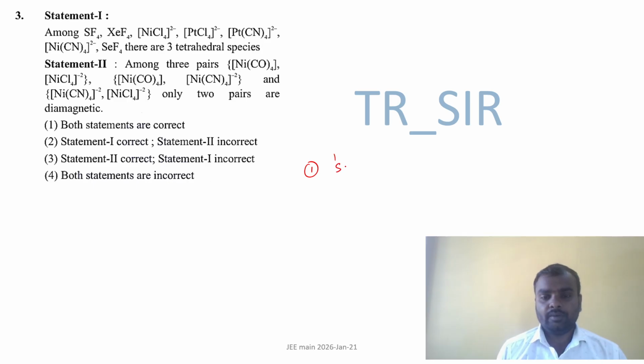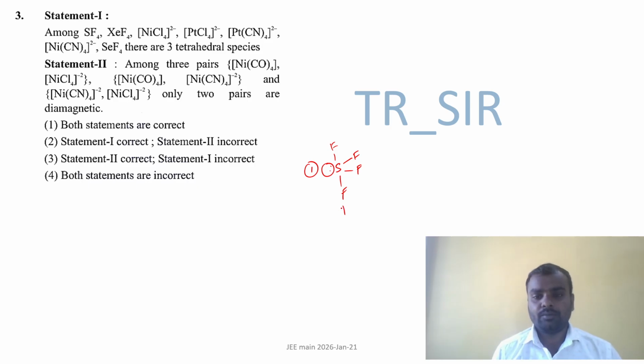SF4 will have a seesaw structure, not tetrahedral. It is derived from trigonal bipyramidal geometry, so this will not count. XeF4 is square planar, so this will also not count.